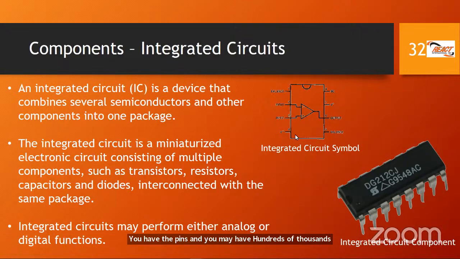And this is what the symbol might look like in a schematic diagram for an IC. Of course, you have microprocessor type integrated circuits that have many more pins than this, right? So these are simpler ones. So an integrated circuit is a device that combines several semiconductors and other components into one package. So you can have capacitors and resistors as well as transistors and MOSFETs and other things inside of there. Integrated circuit, that's what it means. More than one component, or many, sometimes millions of them inside of one package.